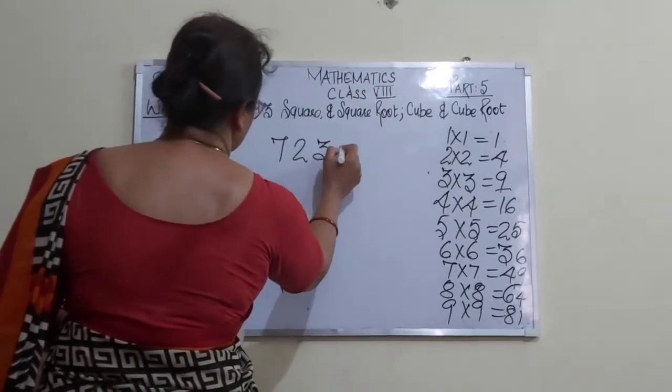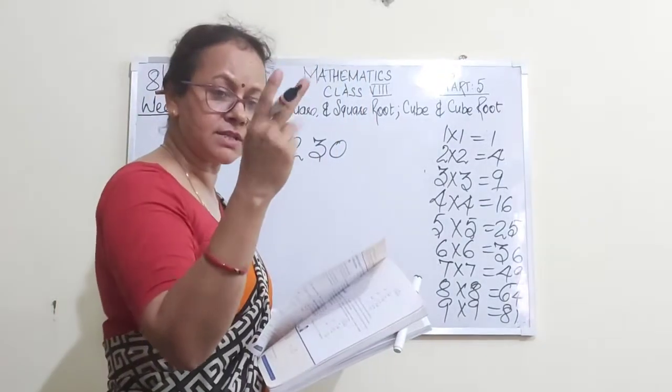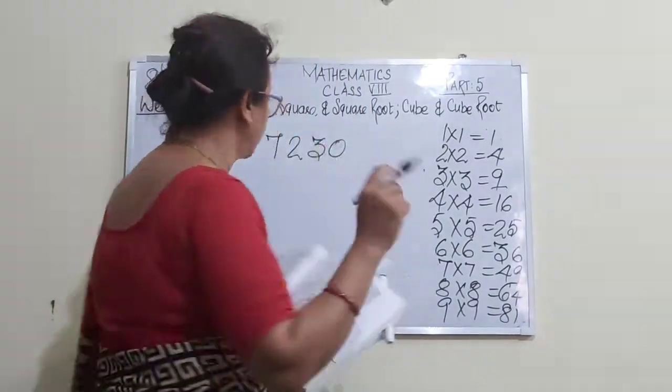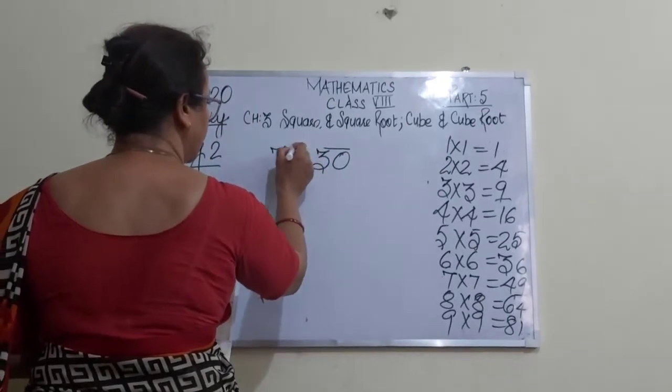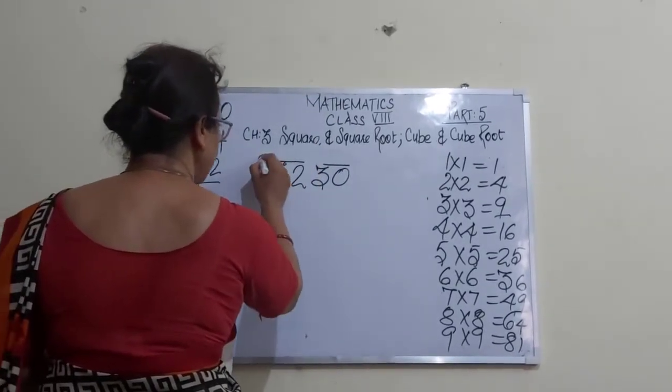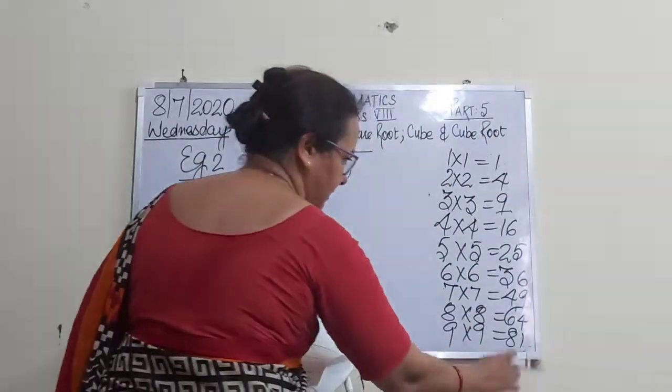This is 7,230. This is an even number of digits. तो हमारा क्या आएगा? जो इसका स्क्वायर रूट निकालेंगे, we will be getting 2 digits. So we will make the first group from right to left, the group of 2. Now 72. 72 is not a perfect square.